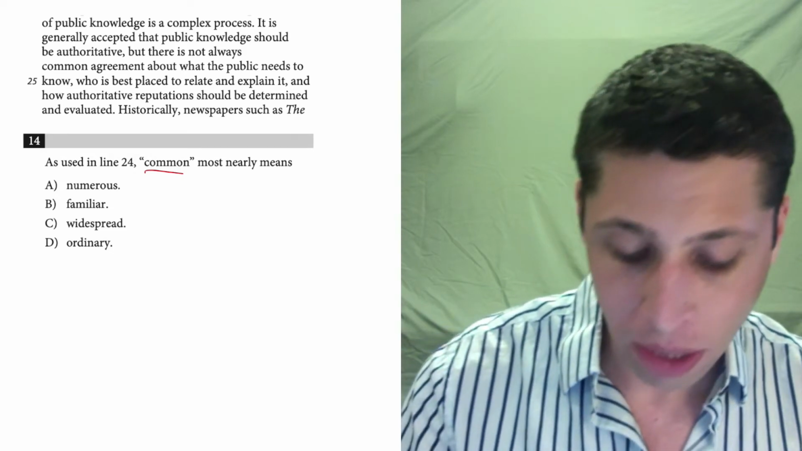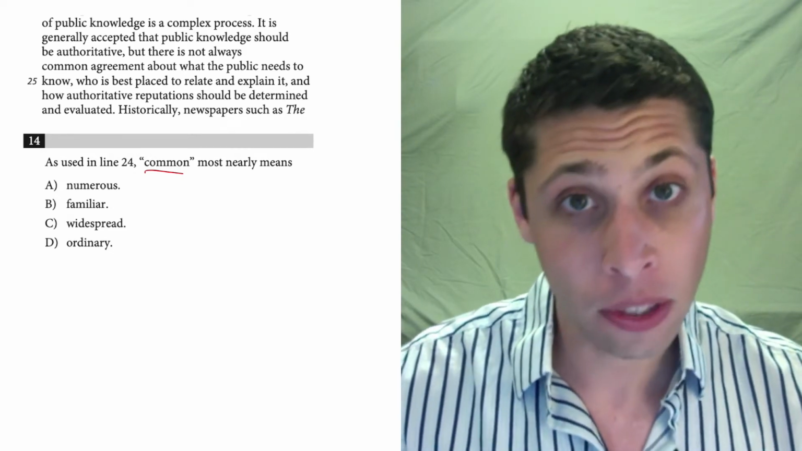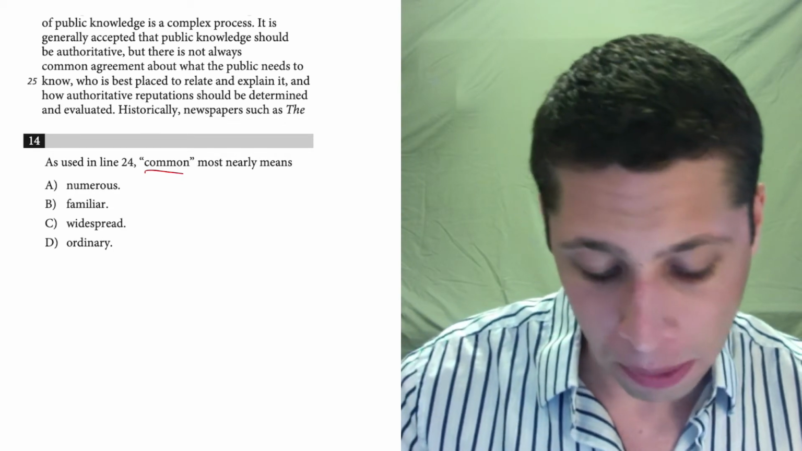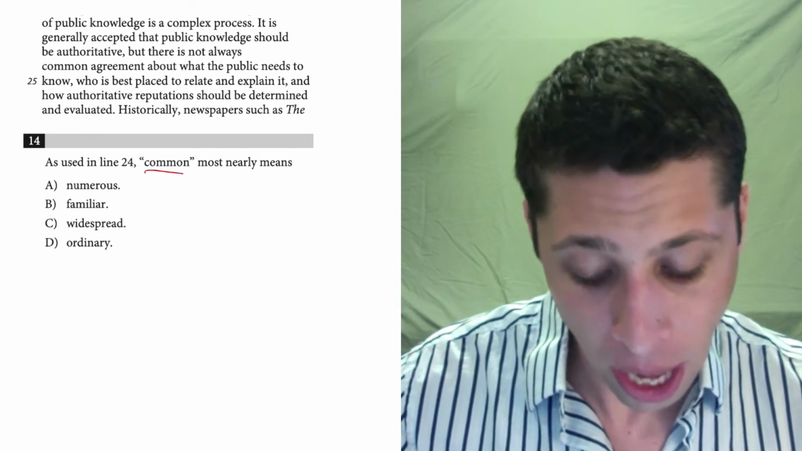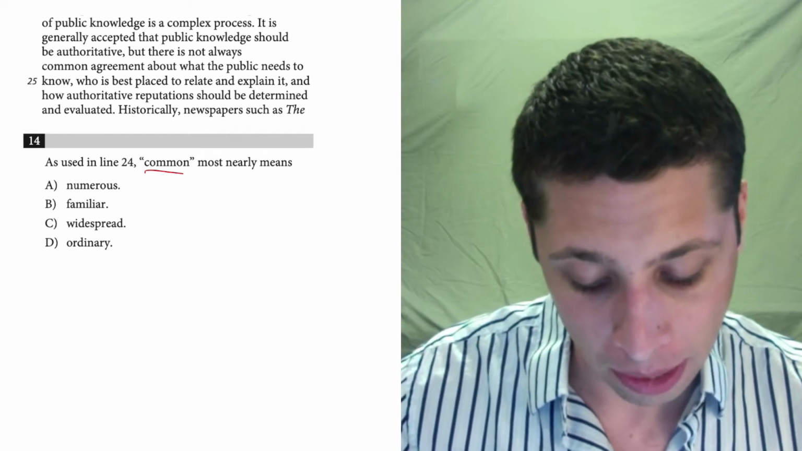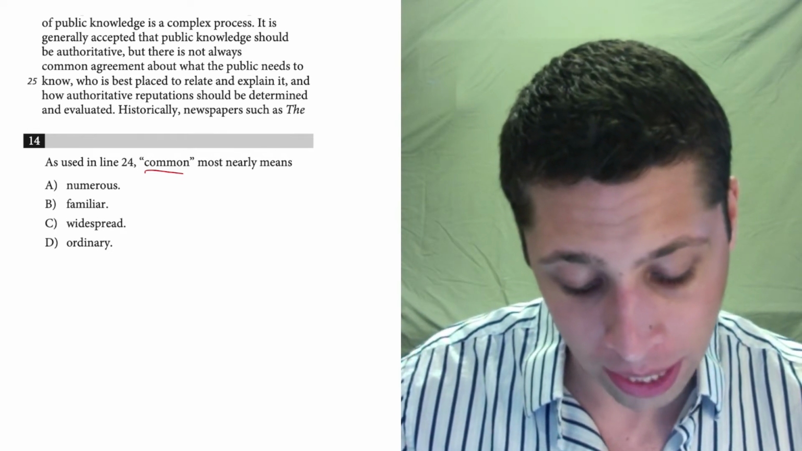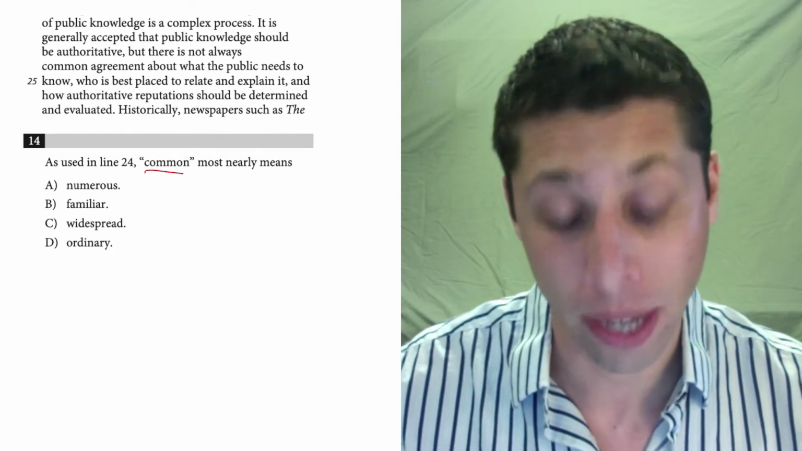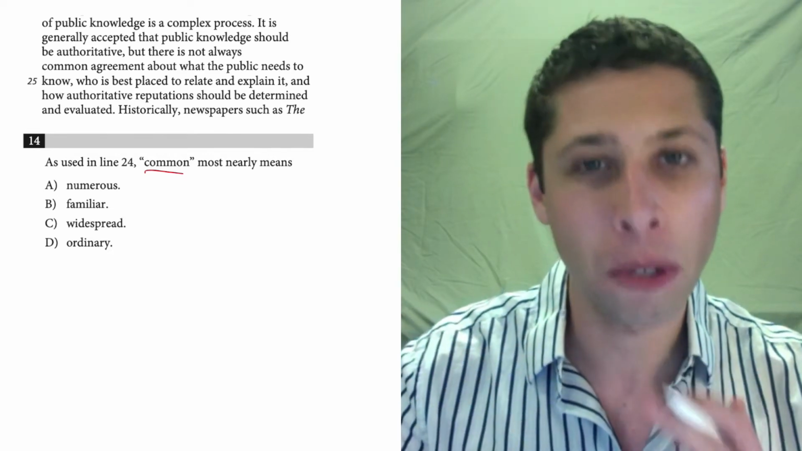So we should always read the full sentence, and it does give us a very important clue word here. "It is generally accepted that public knowledge should be authoritative, but there is not always common agreement about what the public needs to know, who is best placed to relate and explain it, and how authoritative reputations should be determined and evaluated." So this sentence has a little bit of symmetry to it.